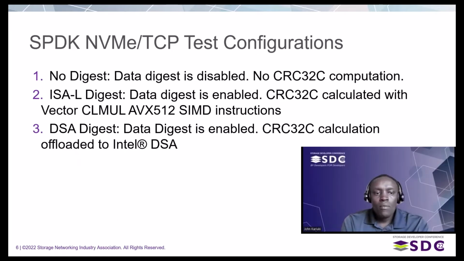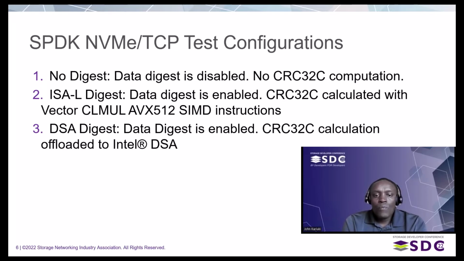So our test objectives were really to compare the performance and efficiency of offloading the CRC32C computation to the DSA hardware accelerator versus computing that digest on the CPU cores that are assigned to the target application, where it would be competing for CPU cycles with the other work that's being performed by that storage target application. So the way we set up the test is we had 3 test configurations.